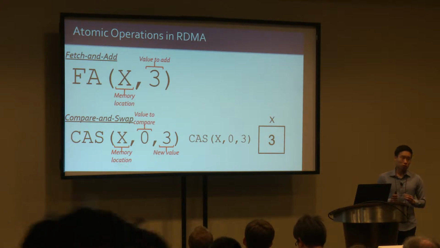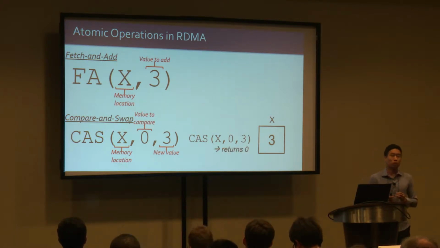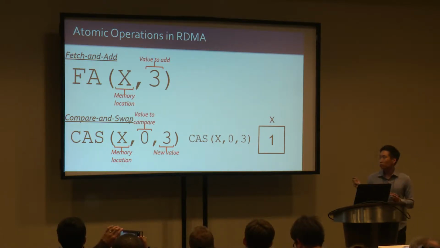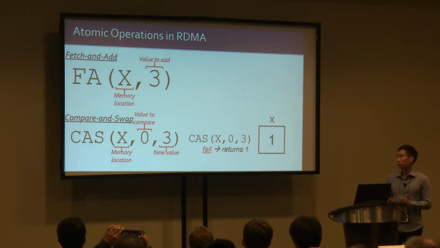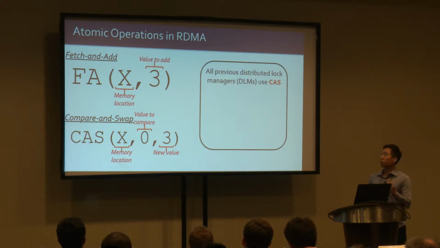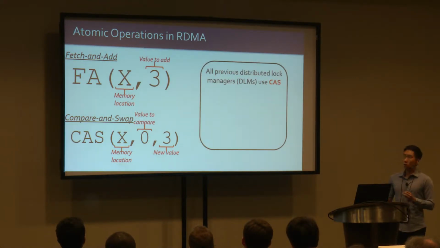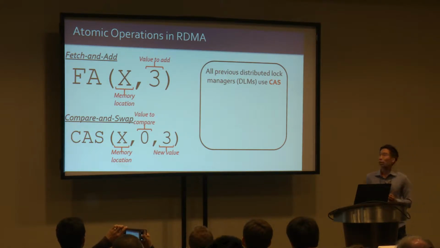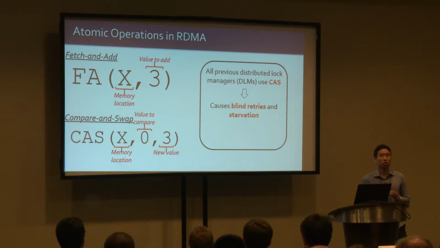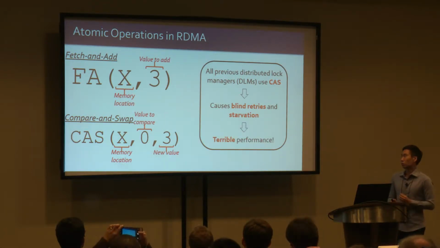And similar to fetch and add, it will return the previous value, which is x. Now suppose this case, x is not 0, so it is in fact 1. In this case, this operation will simply fail and just return the previous value of x, which is 1. The main problem here is that all previous distributed lock managers primarily use compare and swap. This heavy use of compare and swap causes blind retries and starvation, which in turn results in terrible performance.